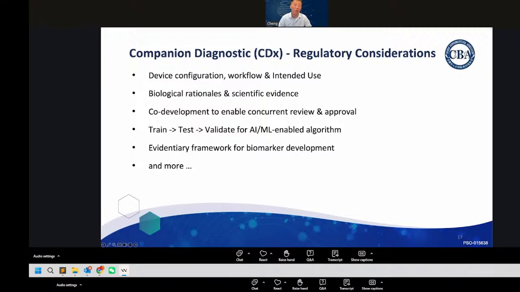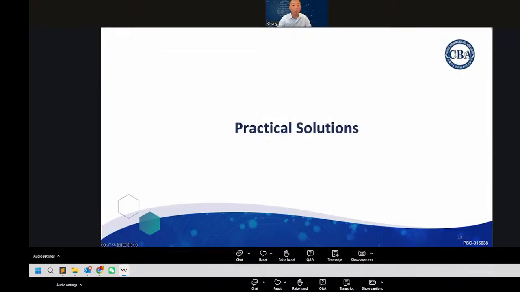When we are developing the algorithm, the training data set and test data set need to be independently assigned, and also for the analytical and clinical validation of this algorithm. And of course, the biomarker development should be driven by the evidence. So coming back to the second section of my presentation, I will provide a few thoughts on the practical solutions.